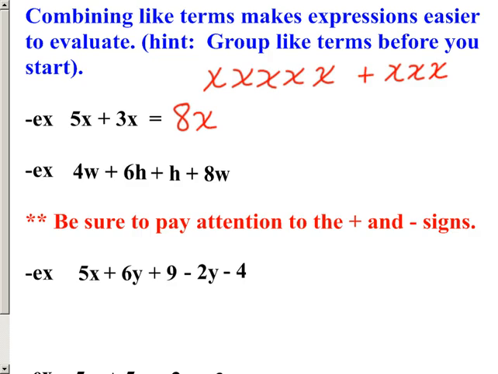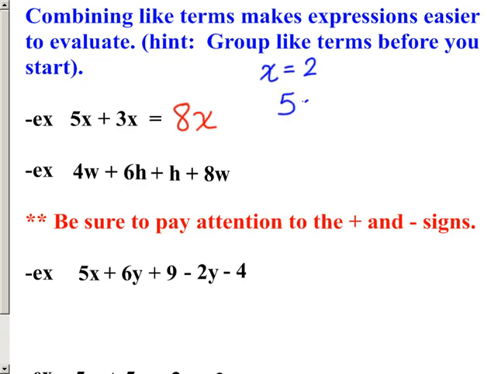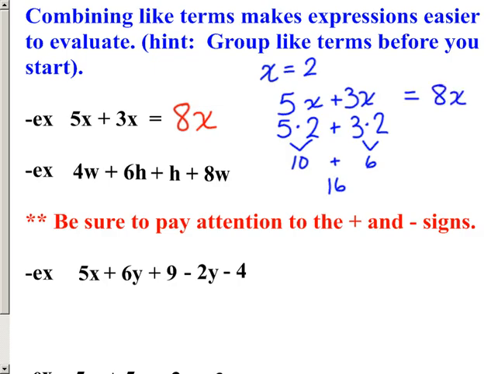Some of you might be saying, whoa, why in the world can we do that? Well, let's talk about that for a minute. You can do that because, let's say I choose a value for x. It doesn't matter what I choose, but let's choose something easy to work with. Let's say x is 2. Then 5x plus 3x is 5 times 2 plus 3 times 2. 5 times 2 is 10, 3 times 2 is 6, and 10 plus 6 is 16. If I look at 8x, if x is 2, then I have 8 times 2, which is 16. Notice I get the same value either way.